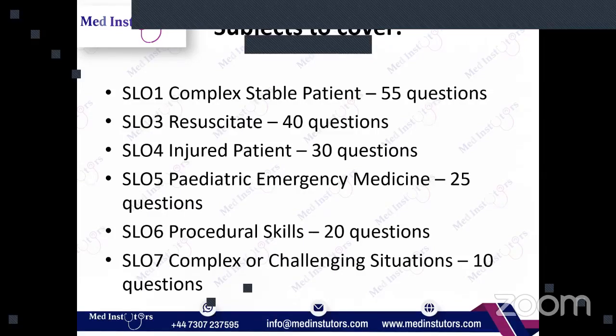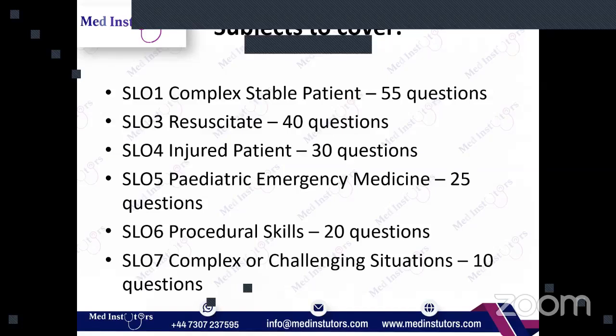Followed by resuscitation. Resuscitation means that you'll be getting questions from major trauma, and they will be asking about the first line management, how you will resuscitate the patient in the emergency room following a major trauma. So we'll get questions on that, and you will be tested differently from that.